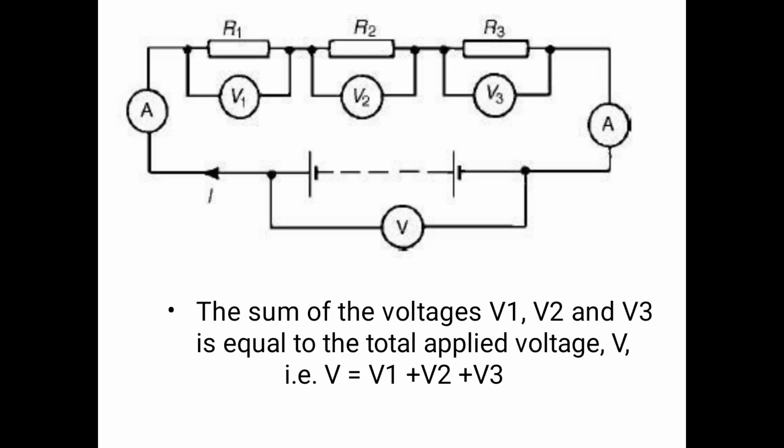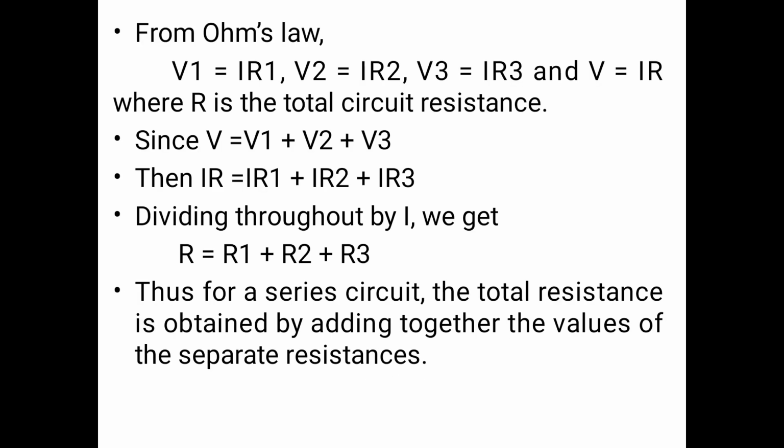From the diagram, the sum of the voltages V1, V2 and V3 is equal to the total applied voltage V. That is, V is equal to V1 plus V2 plus V3. From Ohm's law, we can write V1 is equal to I into R1, V2 is equal to I into R2 and V3 is equal to I into R3. And as a whole, V can be written as I into R, where R is the total circuit resistance and V is equal to V1 plus V2 plus V3.